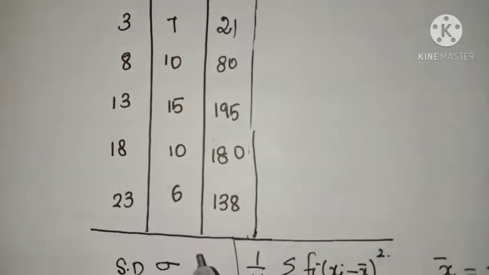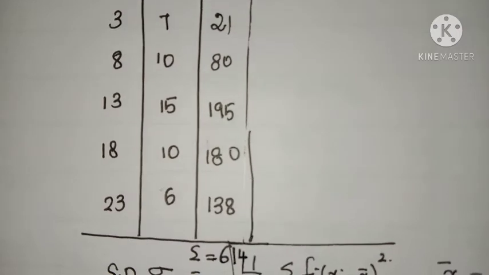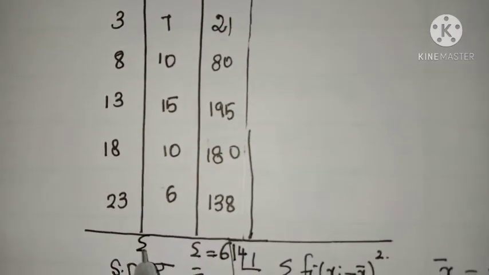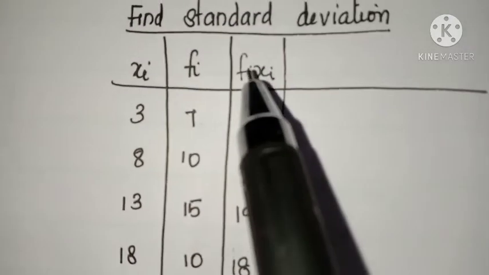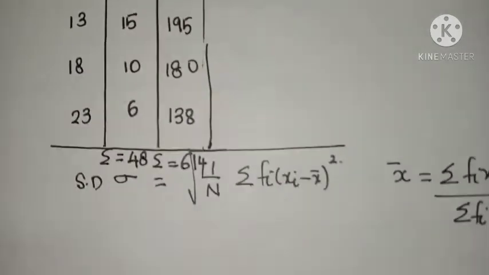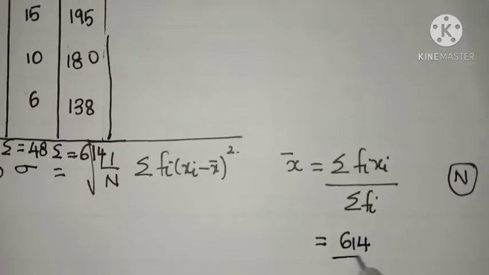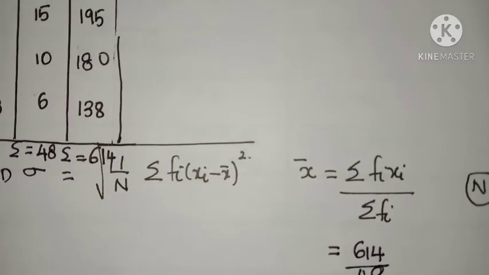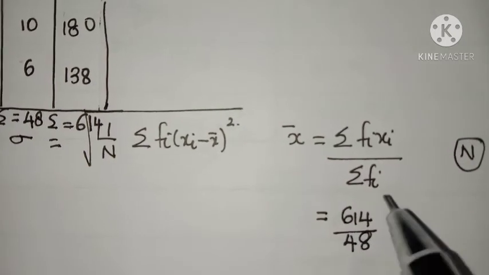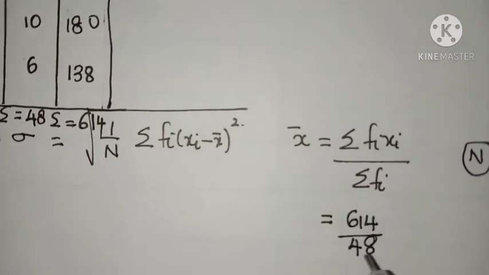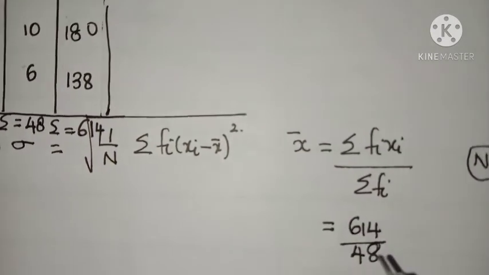Now find its sum. Sigma fi xi is equal to 614 and sigma fi is equal to 48. So we have sigma fi xi and sigma fi here. Put these values here. 614 divided by 48. This gives our x bar. X bar means what? Mean of the data.